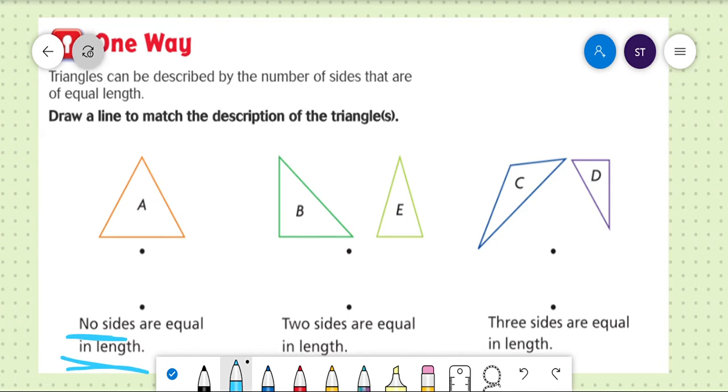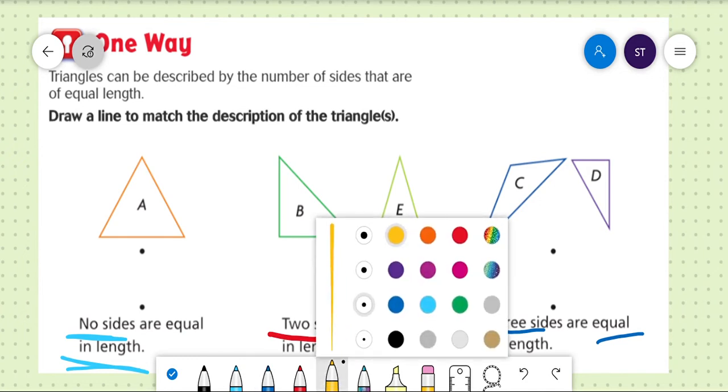Here, next to it, we're going to be looking for triangles that have two sides that are equal. And last, we're going to be looking for triangles that have three sides that are equal. So let's see. And then we're going to match them. Here I'm looking at triangle A.